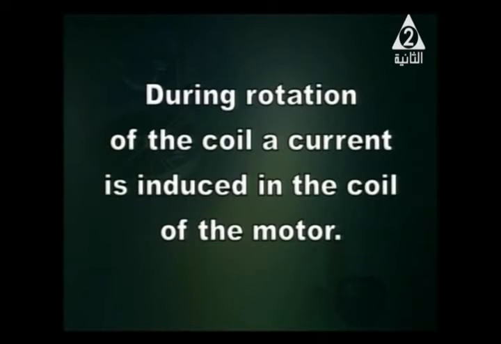So during rotation of the coil, a current is induced in the coil, a current other than the current of the battery. So we've got two currents now: the current of the battery and the current induced in the coil during rotation. The induced current causes uniformity of rotation of the coil of the motor as follows.